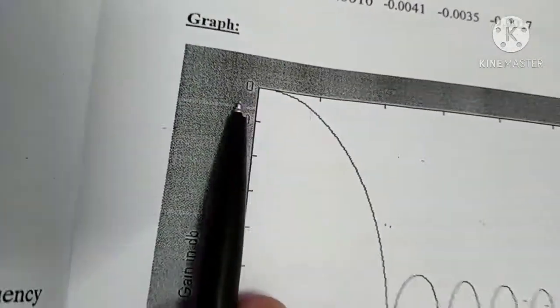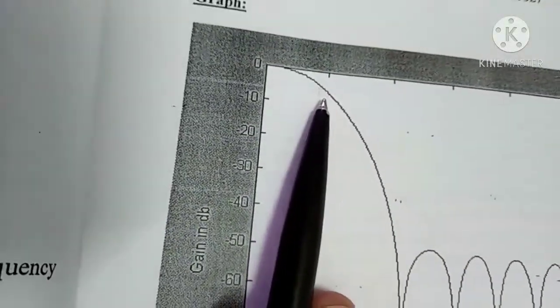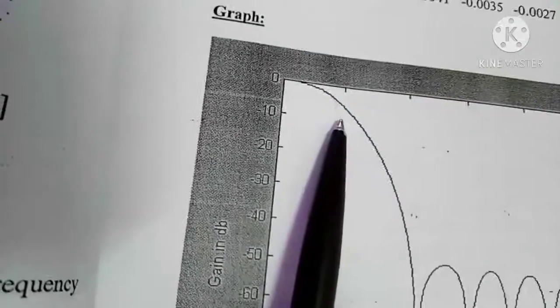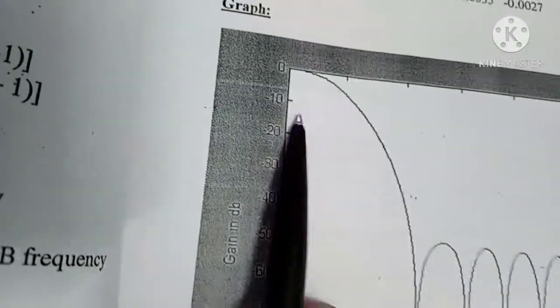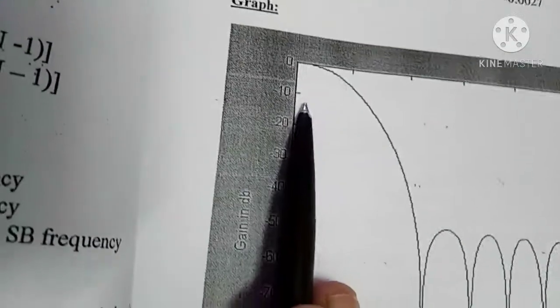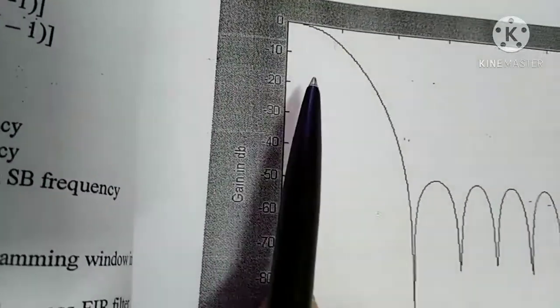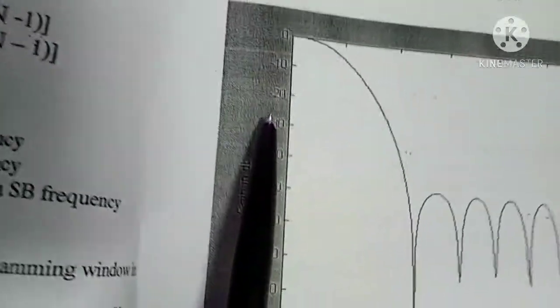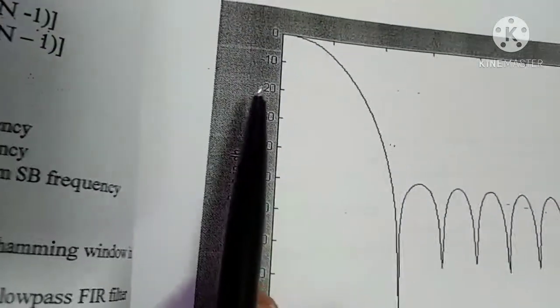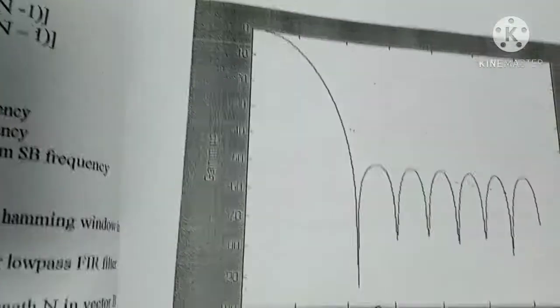See, log of 1 is 0. Log of 10 is 1. Log of 0.1 is minus 1. Log of 0.001 is minus 3. Log of 0.0001 is minus 4. Like that, we are getting the values.